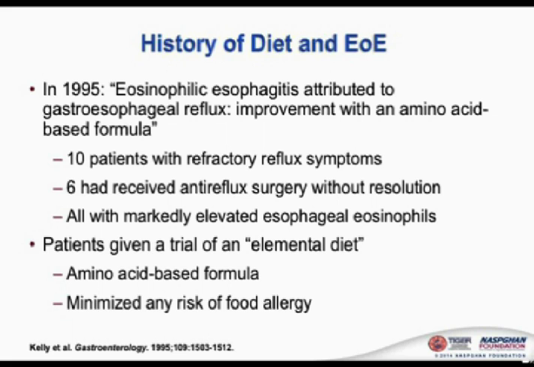In 1995, a study from Johns Hopkins revealed that patients previously thought to have reflux esophagitis instead demonstrated resolution of symptoms and resolution of tissue inflammation after the withdrawal of foods and the use of a strict amino acid-based formula. Briefly, 10 patients with refractory reflux symptoms and esophageal eosinophilia who had failed aggressive acid suppression therapy, 6 of whom also failed anti-reflux surgery, instead were placed on almost a complete dietary restriction and the strict use of an amino acid-based formula.